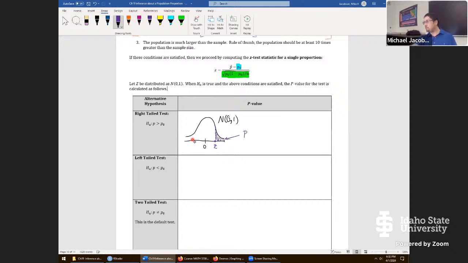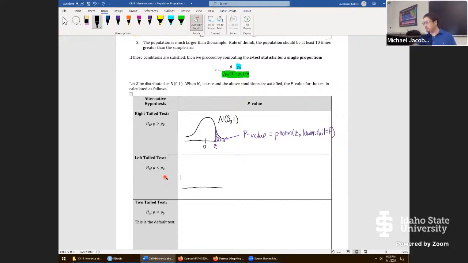And so that means the p-value will be equal to pnorm(Z, lower.tail = FALSE). And that does the job for us on the right tail test. Pretty much the same picture over here. We just flip it around across 0, and it looks like this.